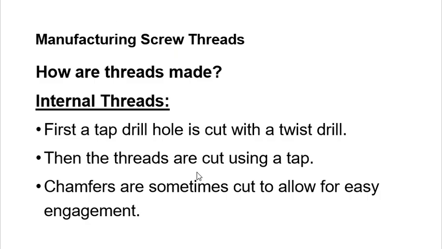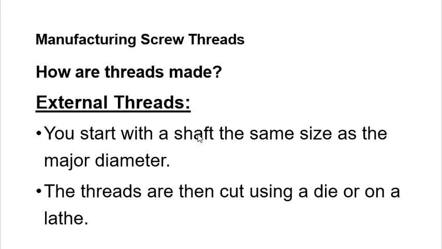Okay, how are we gonna make them? Internal threads, you're gonna make a tap drill hole, cut by using a twist drill. And then you're gonna cut the threads using your tap. Tap is just a tool to make threads, okay? Sometimes you put chamfers at the end. And again, chamfers are for easy engagement, because without the chamfer, it's so difficult to thread it and more difficult to use it into any material.